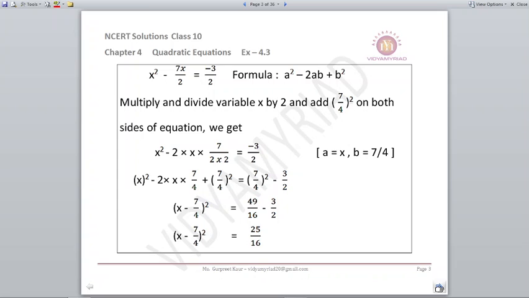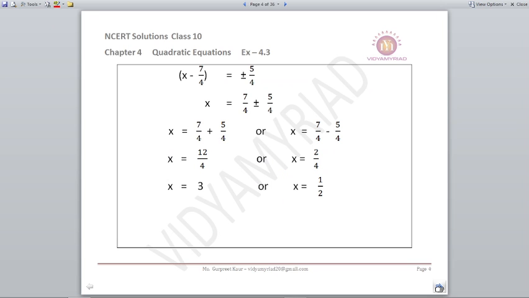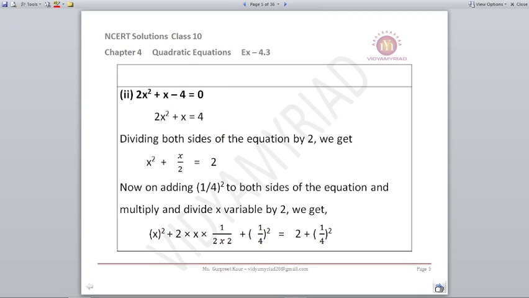Our left hand side has square. So if I want to remove the square, my right hand side should be the square root, which will become plus or minus 5 upon 4. That means my x will become 7 upon 4 plus minus 5 upon 4. One x will be with the plus, other x will be with the minus. So on solving this, we get x is equal to 3 or x is equal to 1 by 2. Let's practice more with the second part.